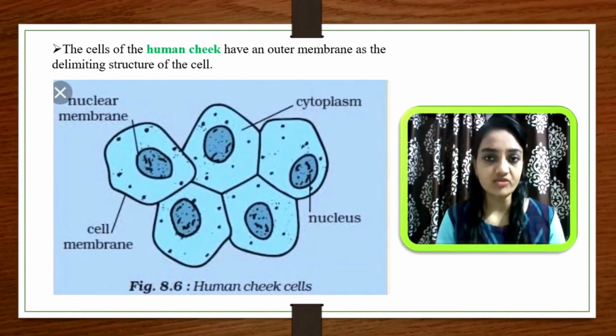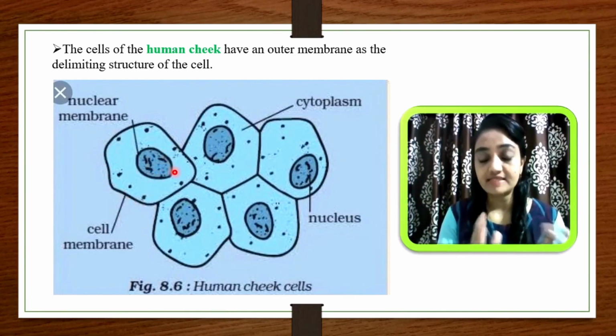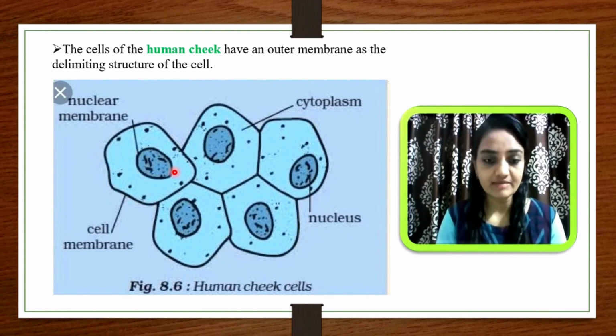Whenever you observe a human cheek cell under the microscope, you will observe this diagram. Clearly, in the center you will observe a nucleus. Surrounding it you cannot see a cell wall like in the onion cell, but here you will see a cell membrane surrounding the cell. In the center you can see the nucleus, and surrounding the nucleus there is cytoplasm.